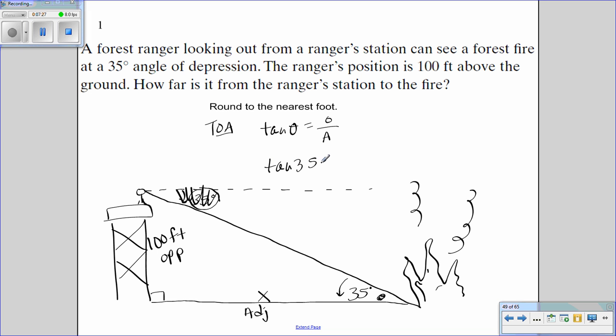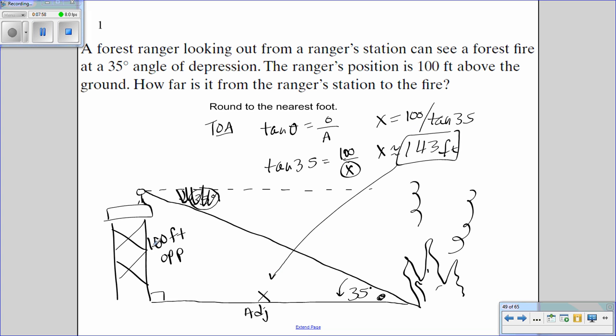Tangent 35 equals opposite over adjacent. x is on the bottom, which means you're going to divide. So x equals 100 divided by tangent 35. Let's keep everything in whole numbers for today. So 100 divided by tangent 35 is approximately 143 feet. That represents the distance that the tower is away from the fire.